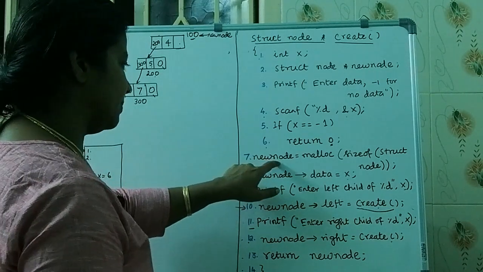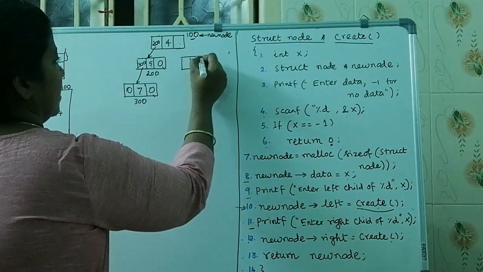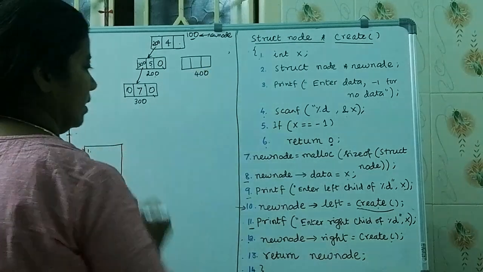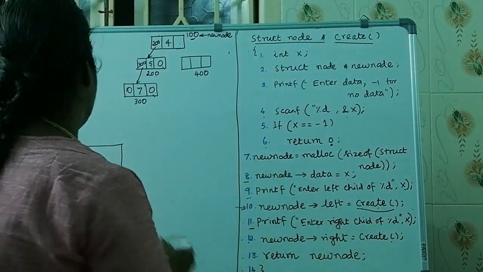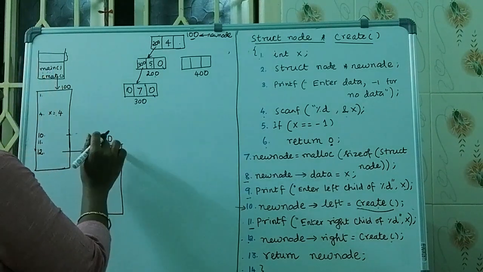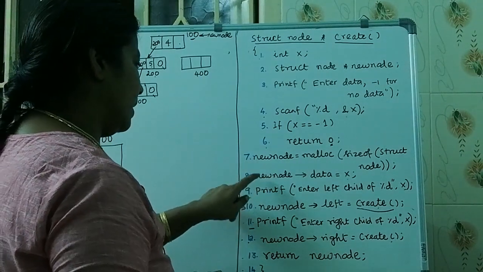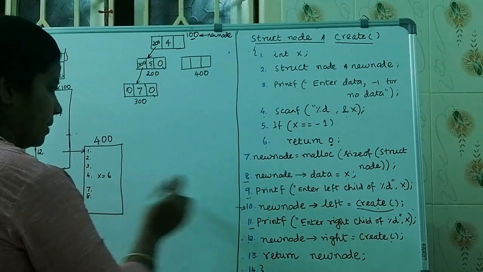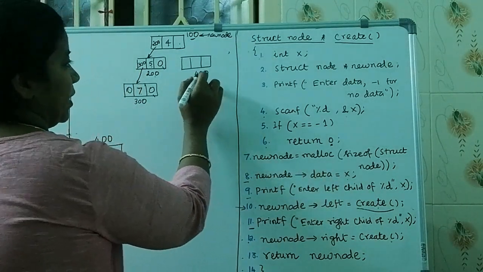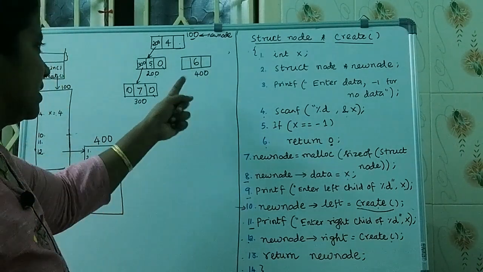A new node has been created using the malloc function, and let's say its address is 400. So 400 is created as the new node. Let us copy the value 400 here for our understanding. Then line number 8 gets executed. Line number 8 copies x into the new node's data. Now the new node is pointing to 400, and here I am copying the value 6.